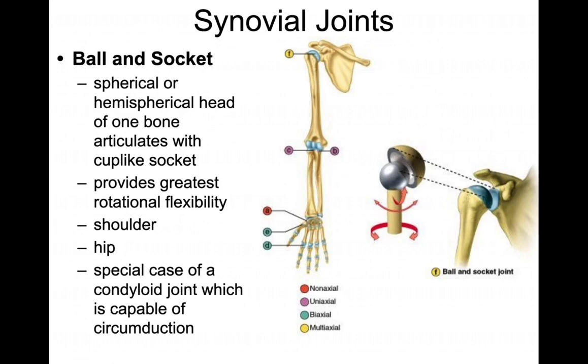So ball and socket joints, you've got a spherical or hemispherical head of one bone that's going to articulate in a cup-like socket. This gives the greatest rotational flexibility. This is what you're going to have in the shoulder and hip. So it's a special case of a condyloid joint that's capable of circumduction.